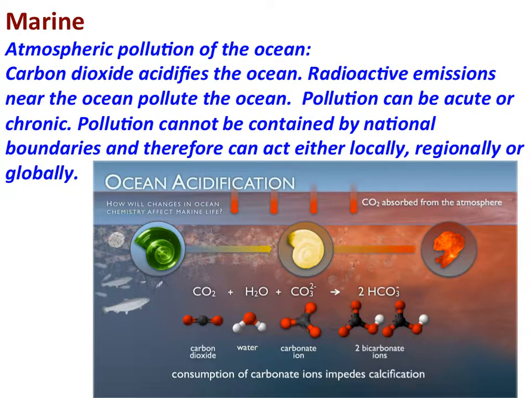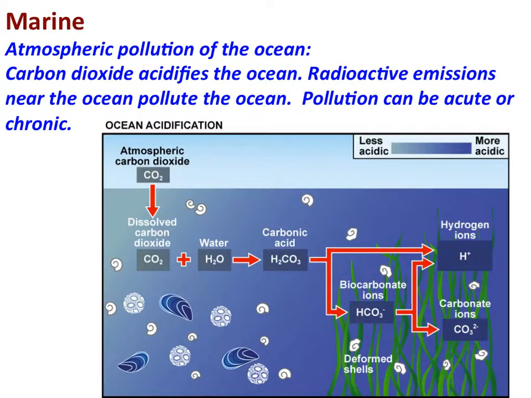A source of marine pollution can be an atmospheric source. Carbon dioxide, as it accumulates in the atmosphere, dissolves in water and acidifies the ocean. Radioactive emissions near the ocean pollute the water. Pollution cannot be contained by national boundaries and therefore can act either locally, regionally, or globally.